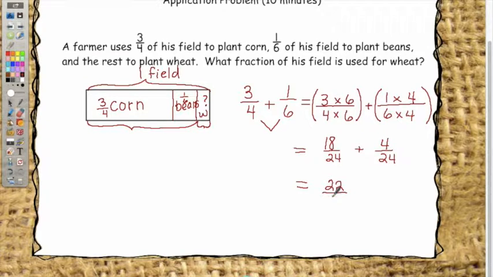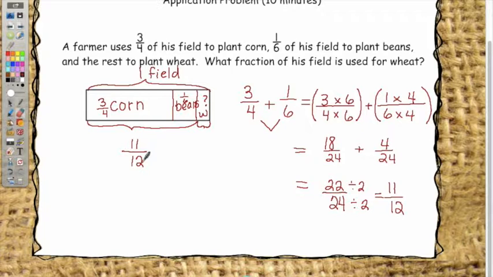22 24ths. That needs to be simplified. So what's the first question I will ask? Is 22 half of 24? No. Second question. Can you divide by 2? Yeah. Go ahead and do it. So 22 divided by 2? 11. And 24 divided by 2? 12. Okay, so is that our answer? No. That's for corn and beans.